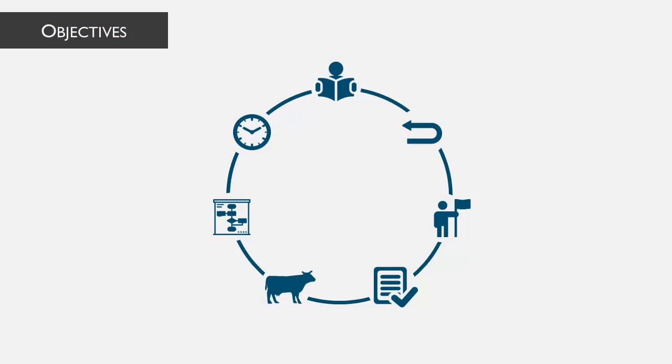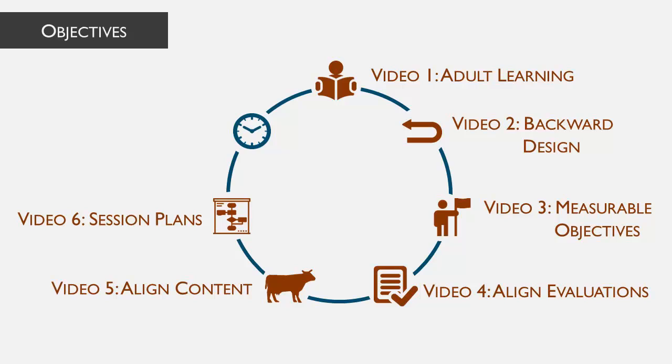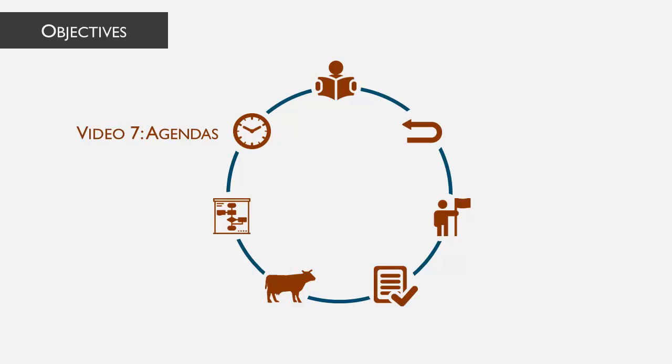This training module will explain how to develop training manuals that are designed for use by trainers. This video is the 7th in the series on how to develop a Training of Trainers manual. The learning objective in the last video was to develop session plans for a training need. By the end of this video, you will be able to develop agendas for a workshop.